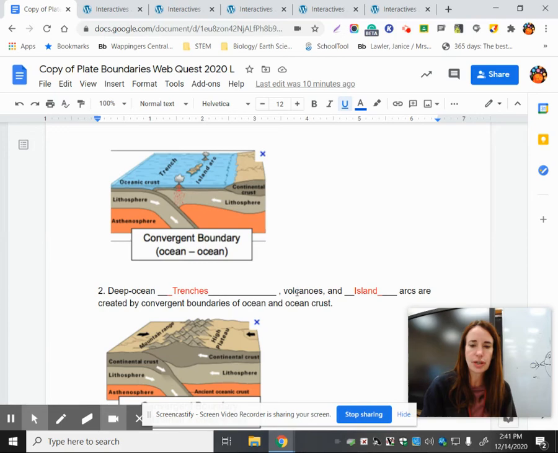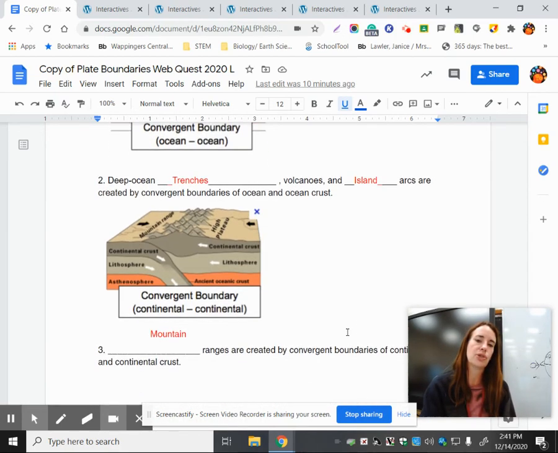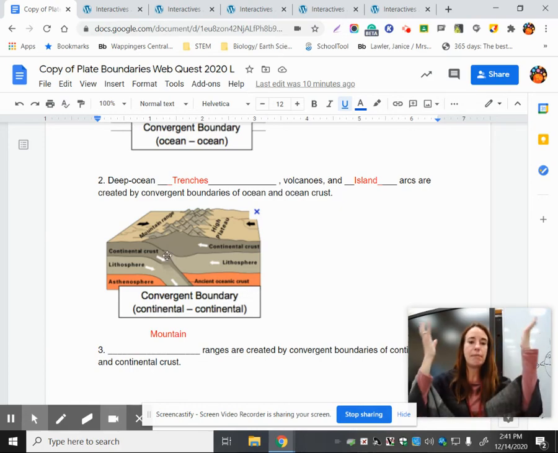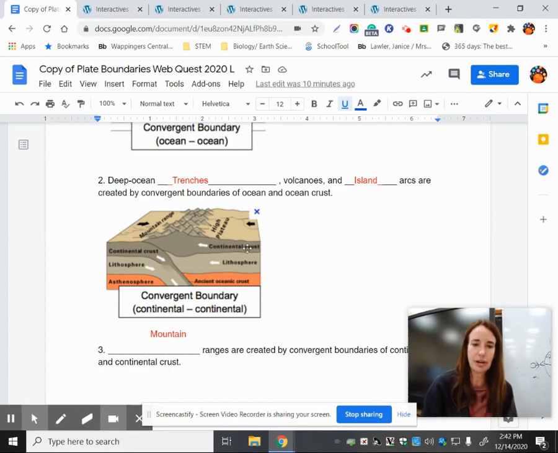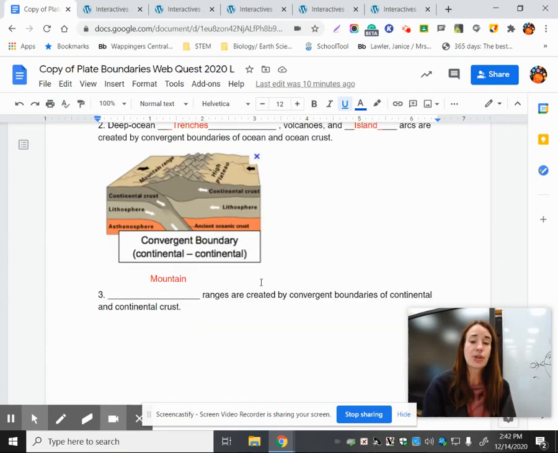So for question 2, trenches and island arcs are responsible for the oceanic and oceanic crust crashing into each other. The next one is a convergent boundary, where two land masses crash into each other and we get mountain ranges as a result. All right, big mountain ranges. So the Rocky Mountains occurred because of this. The Alps are responsible for this. The mountain range that goes all down along the side of Chile and the Himalayan mountains are also responsible for these.